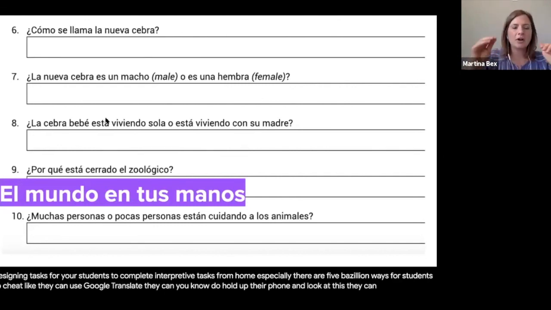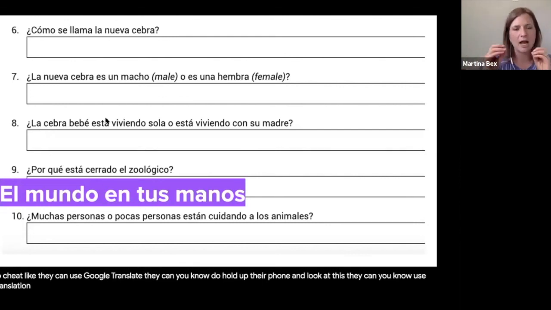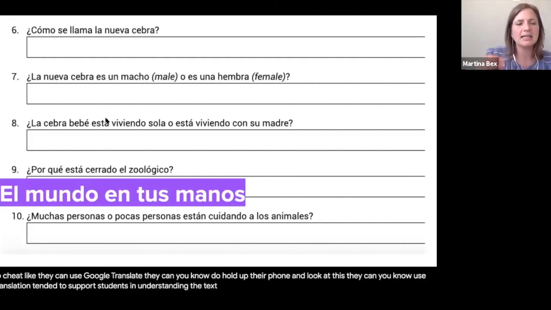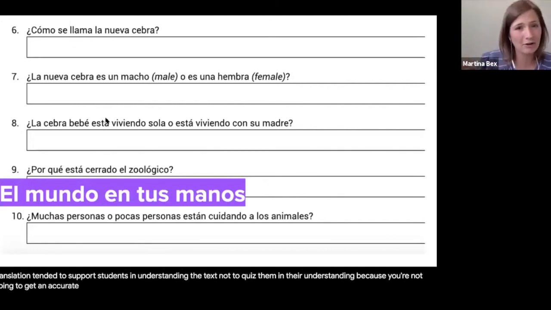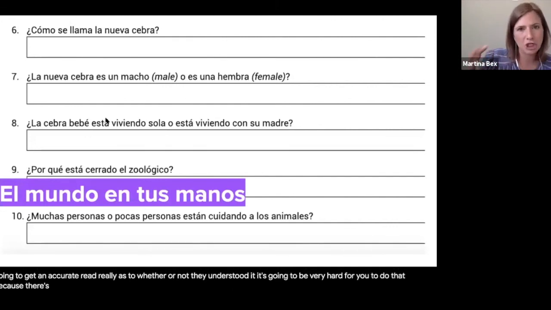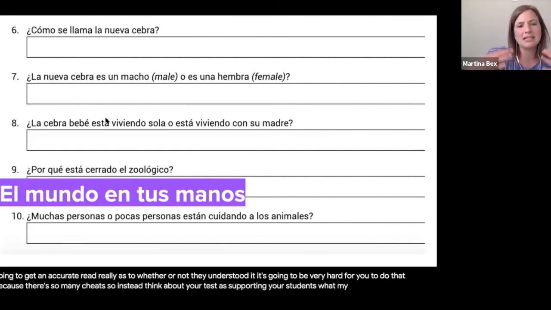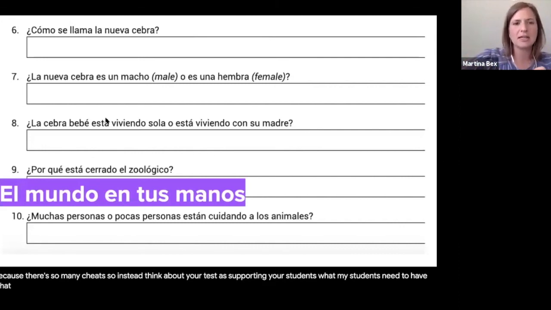So you want to design tasks that are intended to support students in understanding the text, not to quiz them on their understanding, because you're not going to get an accurate read on whether or not they understood it. It's going to be very hard to do that because there are so many ways to cheat. So instead, think about your tasks as supporting your students. What do my students need? What can I do to help them understand this? In this case, I used processing questions, yes or no questions, or either-or questions about the text to help them think about what they're reading. And they're easy questions, so the incentive to cheat is very low because they're not hard.